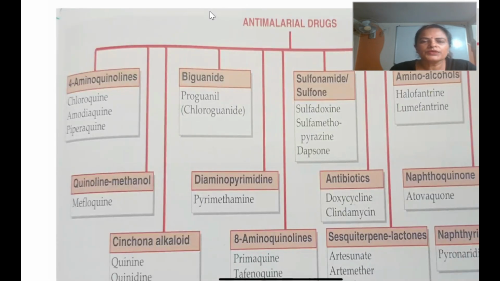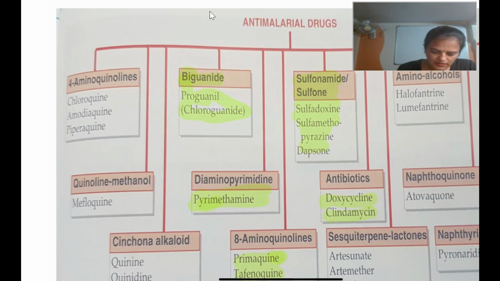So in today's video, I will be taking the slow acting erythrocytic schizonticides. Whatever is left, I will be taking it today: Proguanil, Sulfonamide, Pyrimethamine, Primaquine, Tafenoquine, Doxycycline, and Clindamycin. So these five groups of drugs are left. All the rest of the drugs I have covered in my previous video.